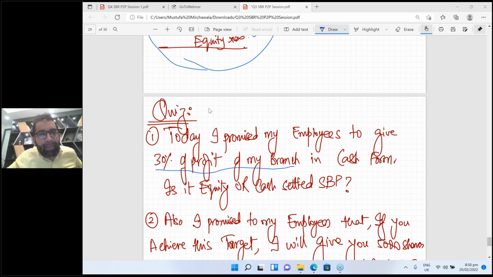So whenever you promise your employees to give shares, or cash related to the market price of your own shares, then this is IFRS 2. Otherwise, it's not IFRS 2. Read this question. You are saying that we'll give you profits. So this is not share based payment.